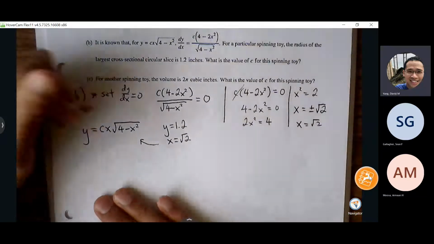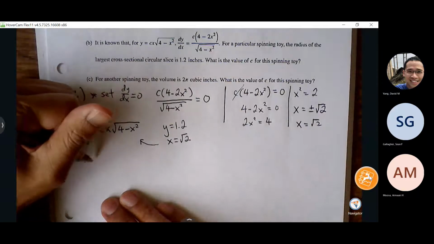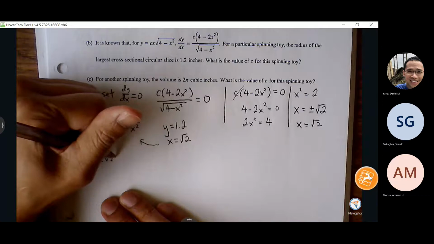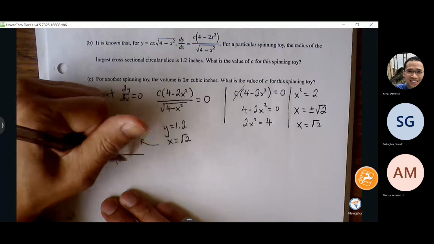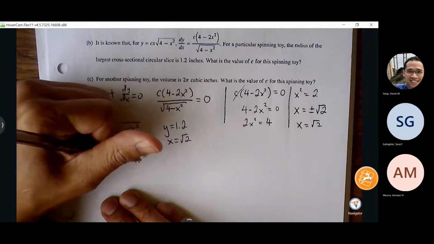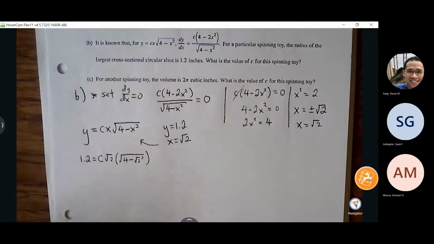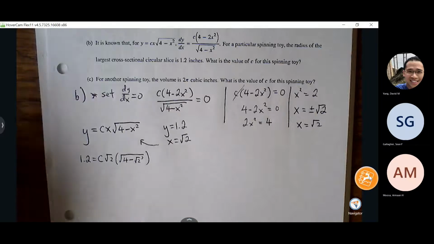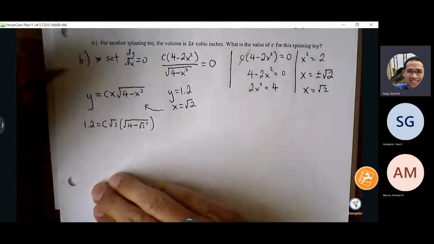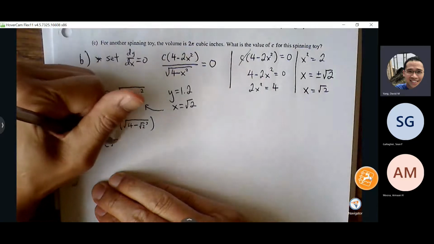Okay, start inserting that in. Okay, so 4 minus root 2 is the same thing as 4 minus 2. 4 minus 2 is 2. We got root 2 here.